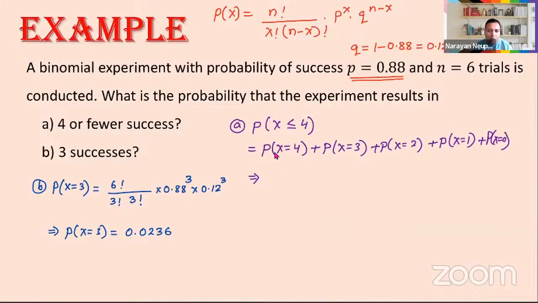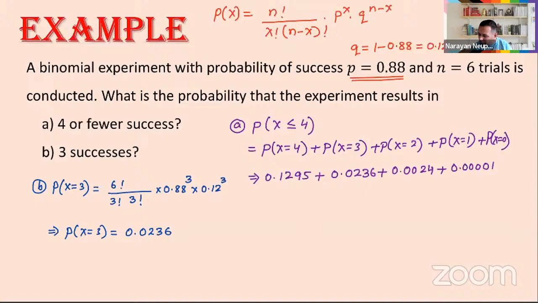If you plug in x equals 4 into this formula, you will get 0.1295. Plus, when you plug in x equals 3, we already got the value here: 0.0236. When you plug in x equals 2, you will get 0.0024. Plus, when you plug in x equals 1, you can see the probabilities are decreasing here, so you'll get 0.0001 with four zeros. Very small probability when you plug in x equals 1.